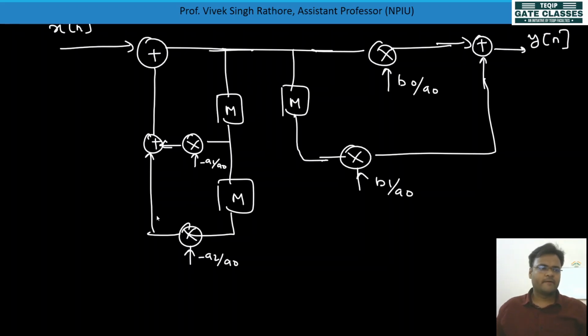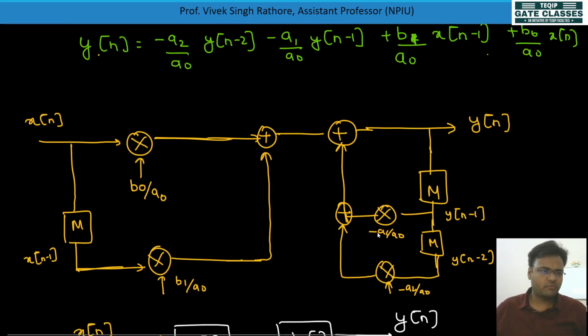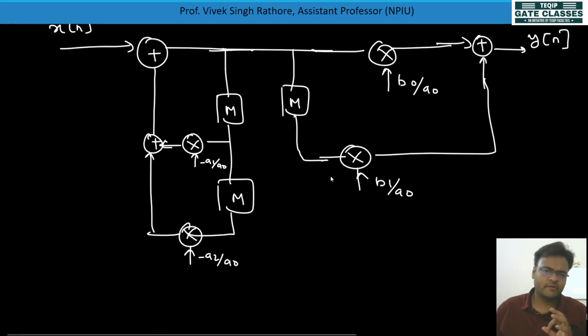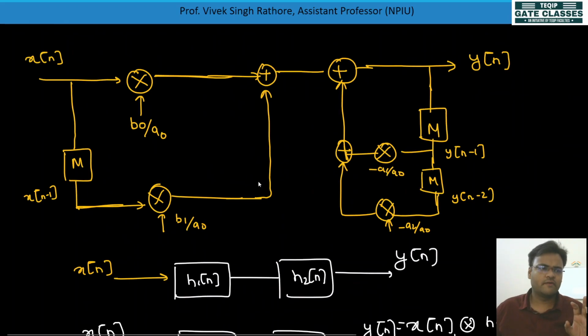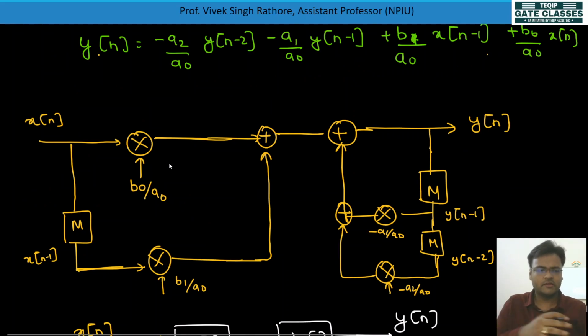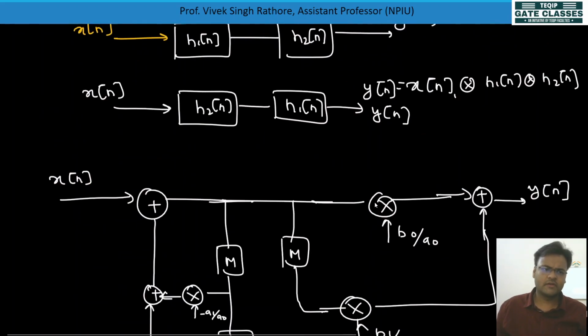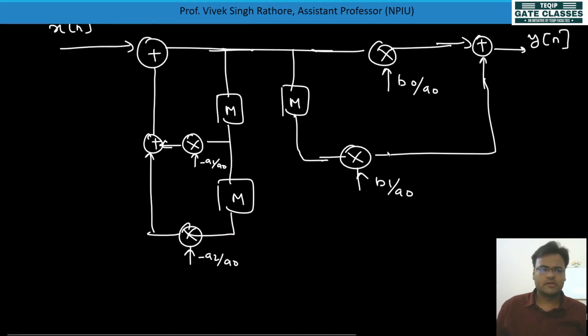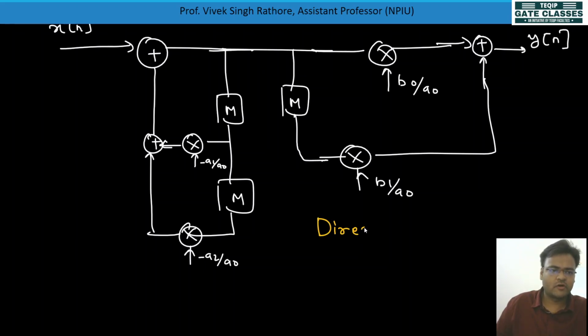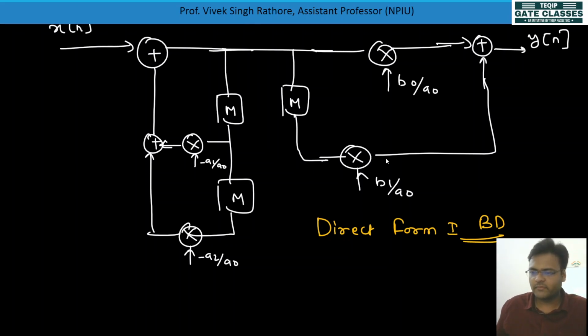So see what happens. This block diagram and this block diagram are equivalent, nothing else is there, just what we have done. See, all are additions only, so ultimately we can put it here or we can put it here, no problem with that. Ultimately the output will come the same, so we can do it like this also. This is actually direct form 1. This type of block diagram is called the direct form 1 block diagram, okay. This block diagram is called the direct form 1 block diagram.